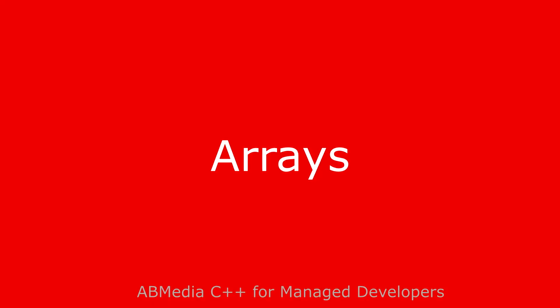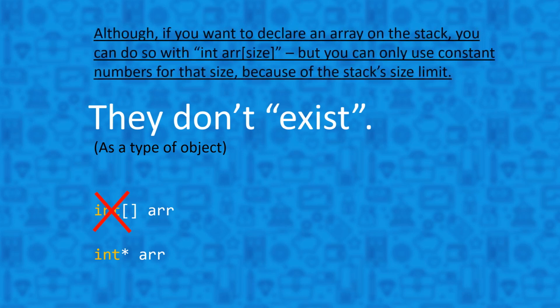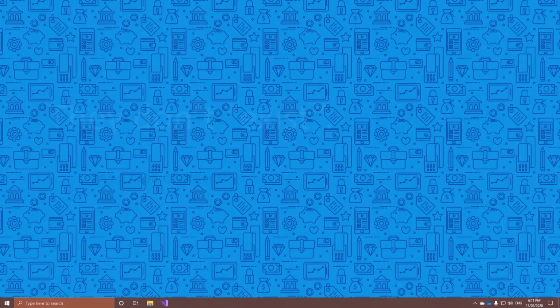Right, let's talk about arrays. The most important thing you need to understand about arrays is that they don't exist. And what I mean by that is there's no array type. So I can't write integer array like this. No, there's no type for an array. The way you store an array is with a pointer, and that pointer points towards the very first item in that array. So, watch this.